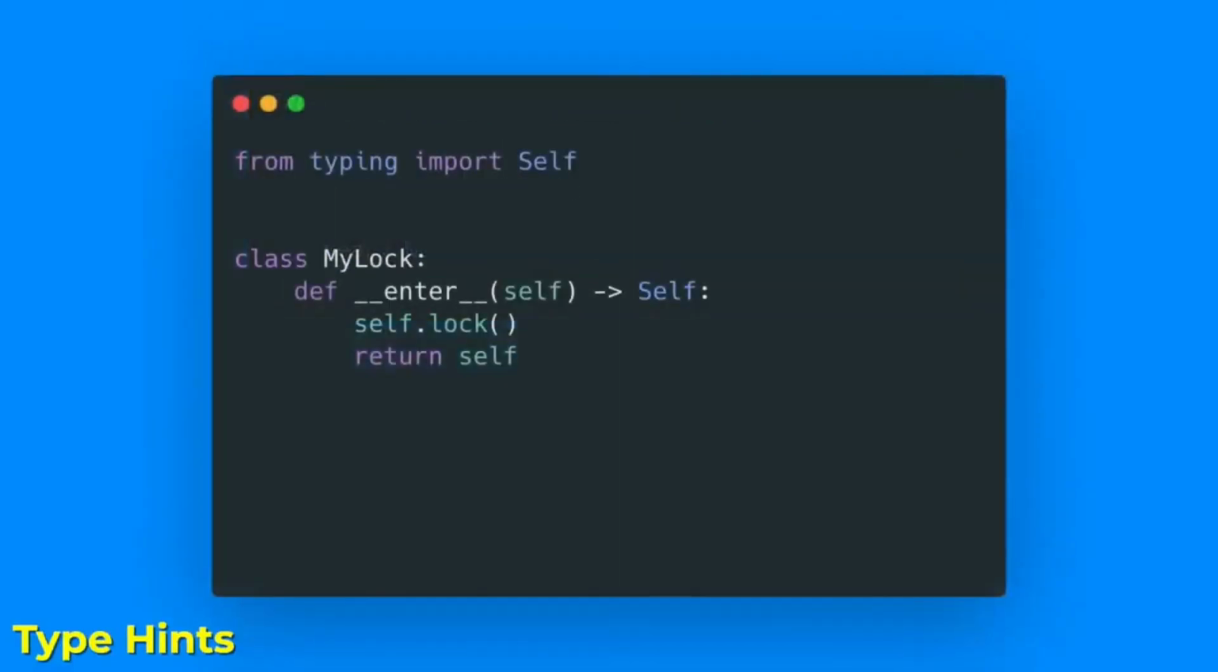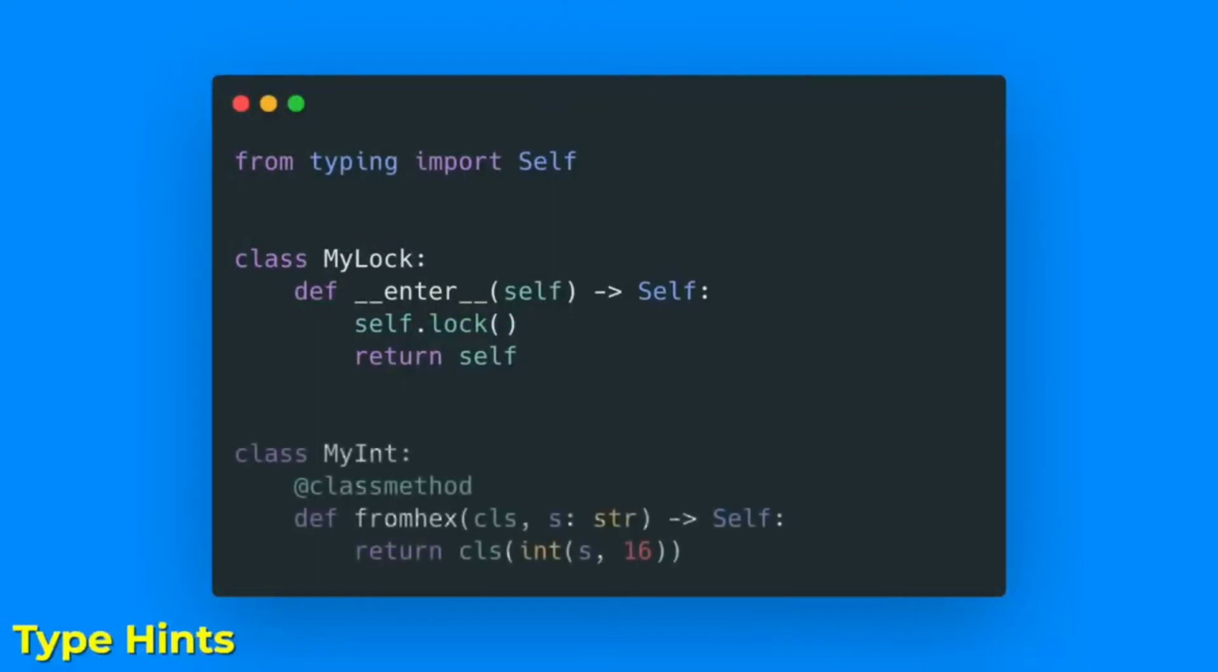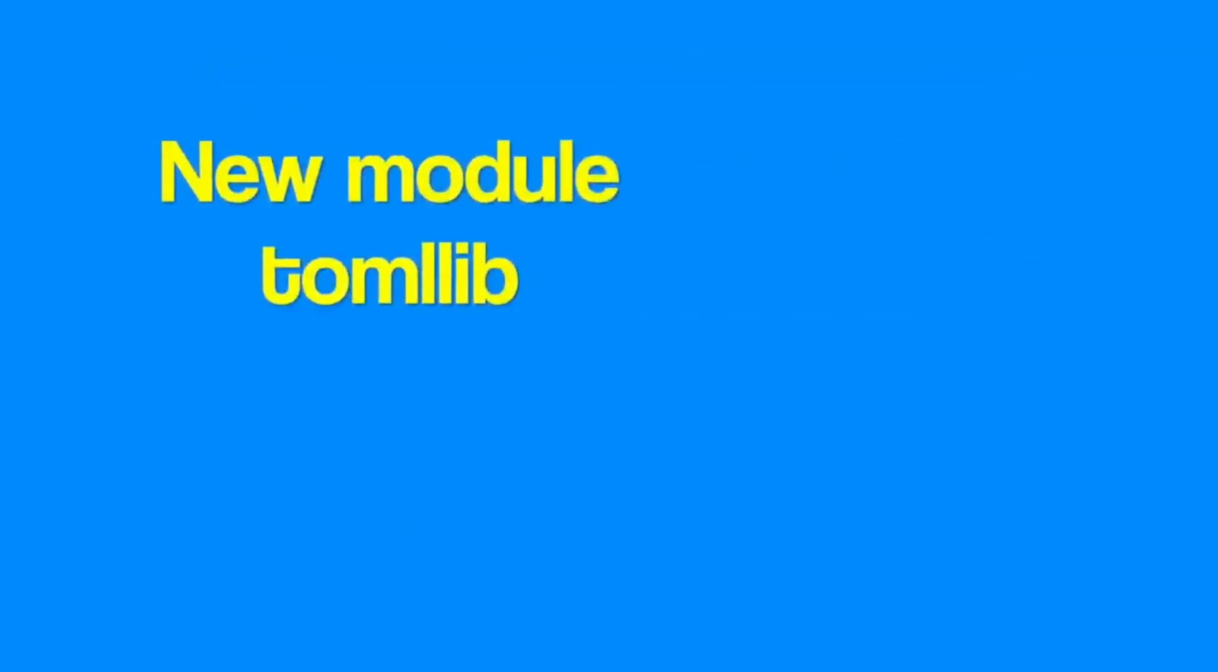And the new Self annotation with a capital S provides a simple and intuitive way to annotate methods that return an instance of their class. Common use cases include alternative constructors provided as class methods and the __enter__ method that returns self.